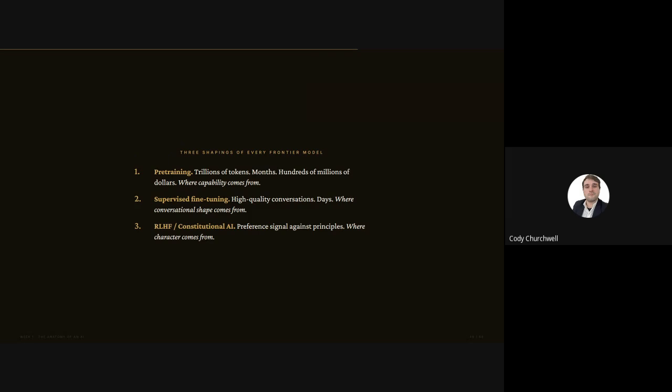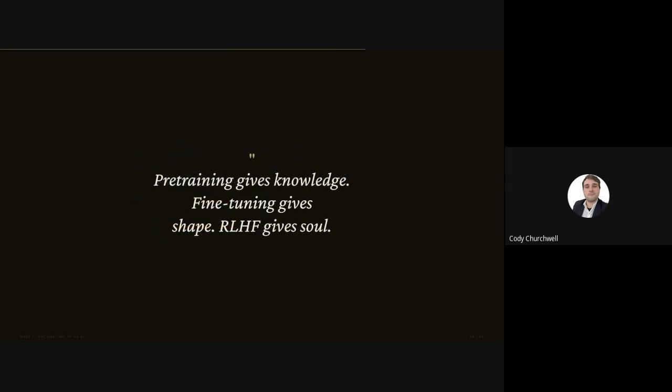And then we have 3, RLHF, or its descendants, constitutional AI. This is the one we covered in section 1, preference signal against principles. This is where character comes from. A modern frontier model is the result of all 3, run in sequence. Pre-training, then SFT, then RLHF, or constitutional AI. Pre-training gives knowledge. Fine-tuning gives shape. RLHF gives soul.